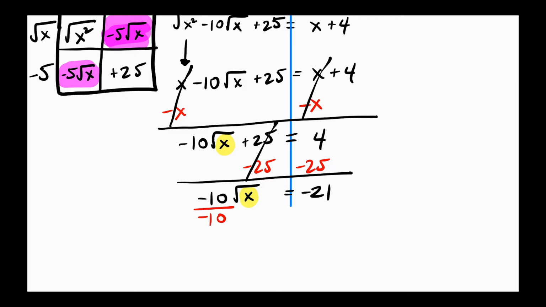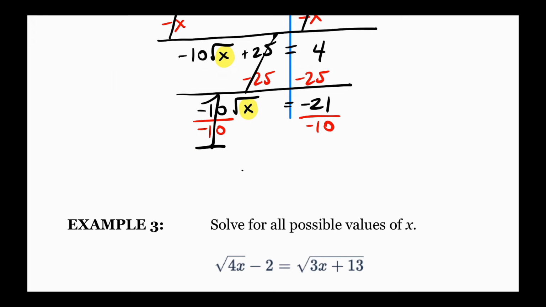Divide by negative 10. When I divide by negative 10 over here, it makes a giant 1 because negative 10 divided by itself makes a 1. So I have the square root of x equals negative divided by a negative makes a positive over a positive. 21 over 10, I can't reduce that. 2 goes in here, but I can't divide this by 2. 3 goes in here, but 3 doesn't go into 10 evenly. 5 doesn't go into 21 evenly. There's no numbers that go into both evenly.